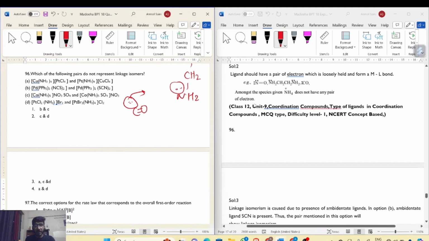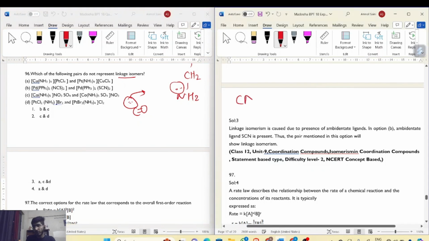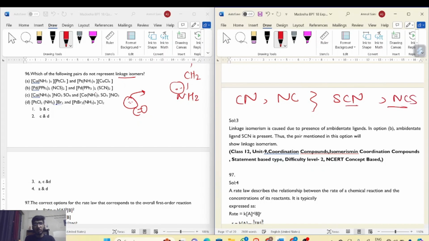Now question number 96. Which of the following do not represent linkage isomer? Okay. So we know that linkage isomer can be formed when there is a CN at one compound and NC at another compound. Or we can show by we have HCN at one compound and we have NCS at another compound. So this type of molecules can show linkage isomer. Okay. Now let's check option by option.